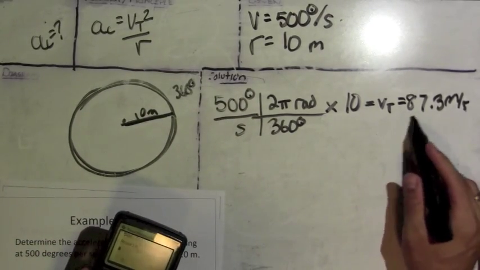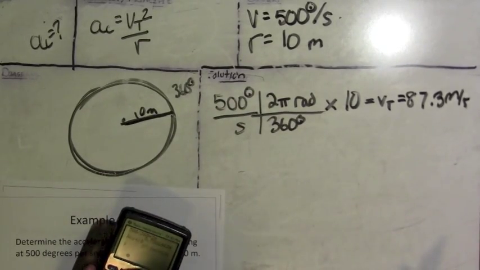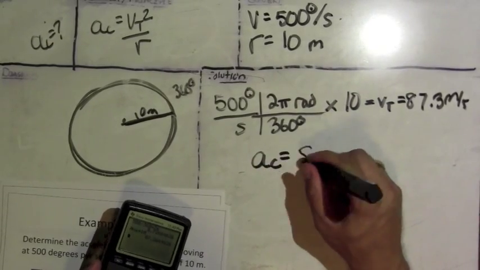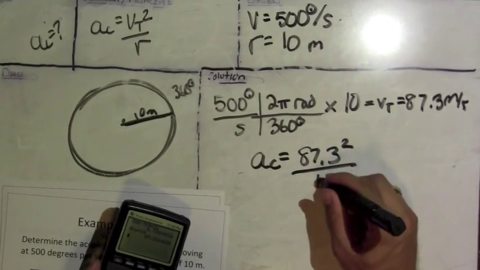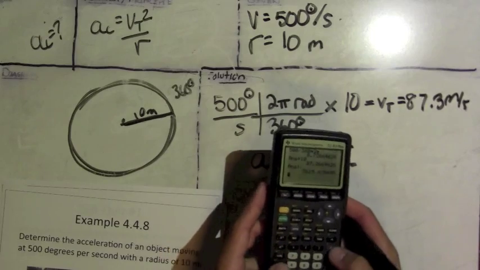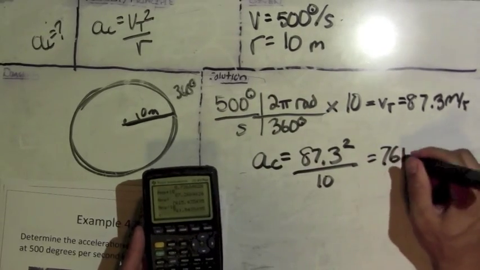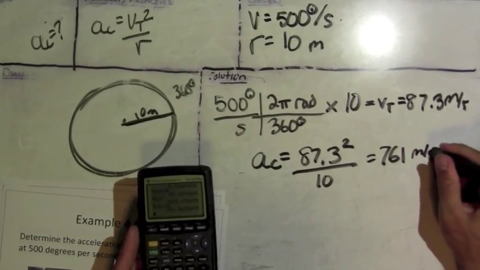So if we have 87.3 meters per second as our velocity, now we can plug in and solve for the acceleration. So we can say that the centripetal acceleration is going to equal that number squared divided by the radius. So 87.3 squared divided by 10, you get 761 meters per second squared.